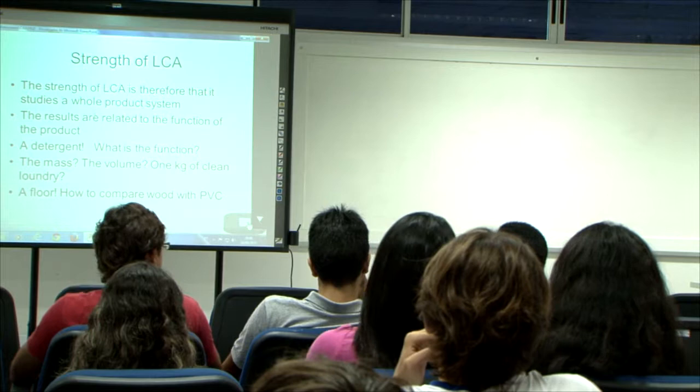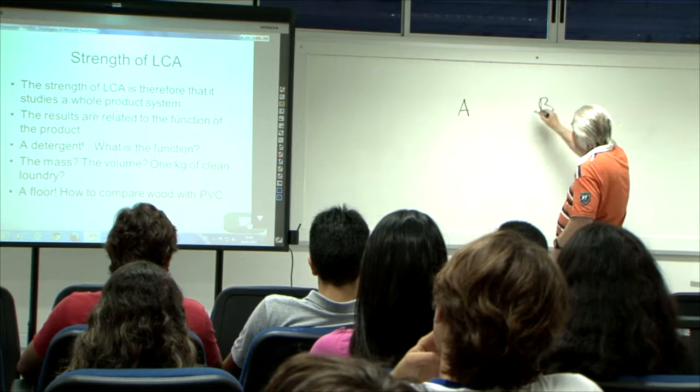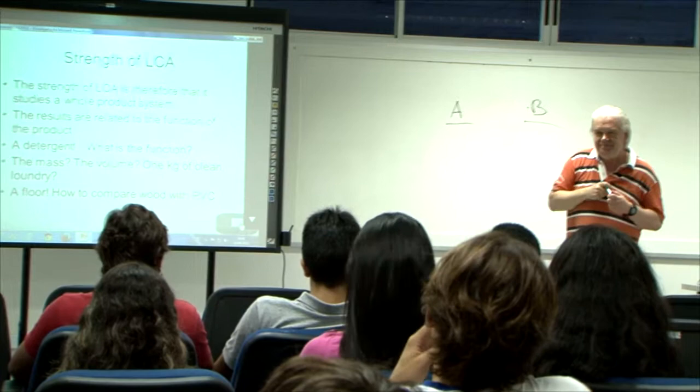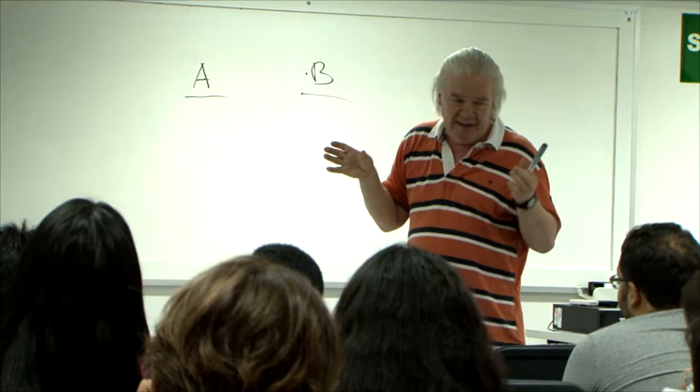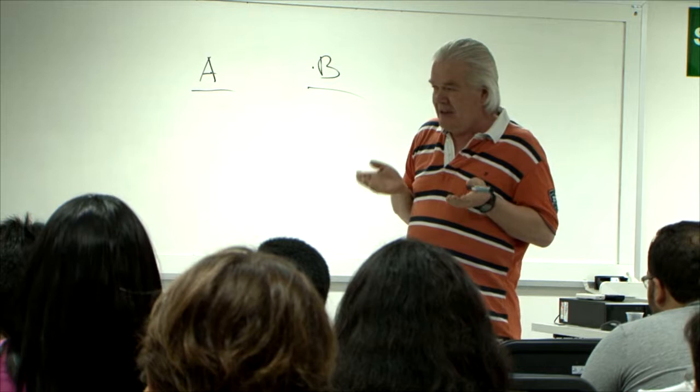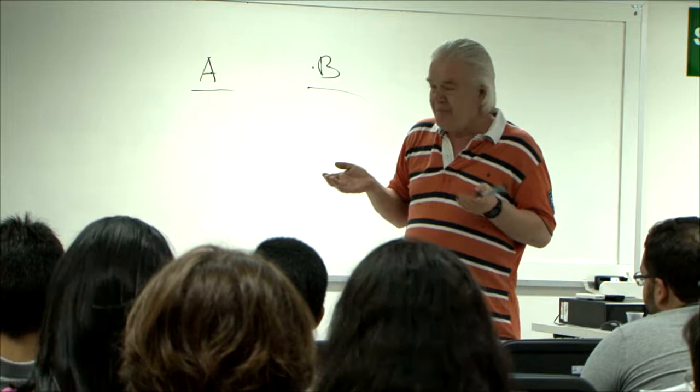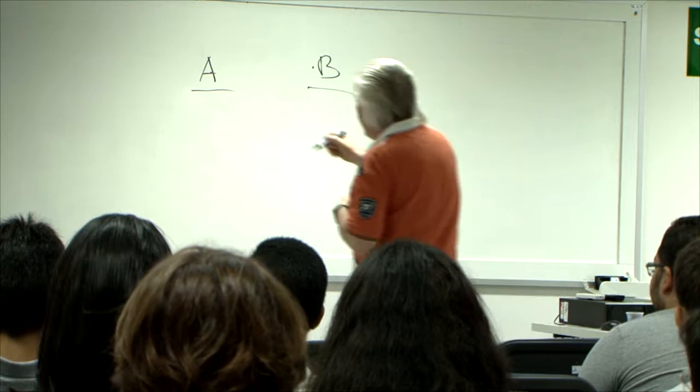I have one detergent that I call A and one detergent that I call B. How shall I compare them? That one with that one. Yeah, it's to minimize the environmental effect. My idea is to choose the one that has the smallest environmental effect. How can I compare them? Can I choose 1 kilogram? Is this okay?